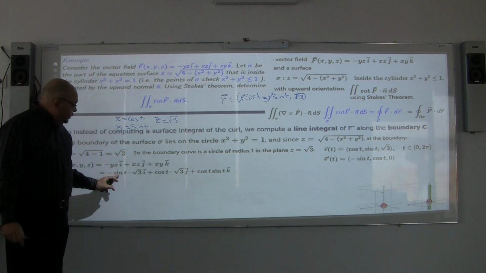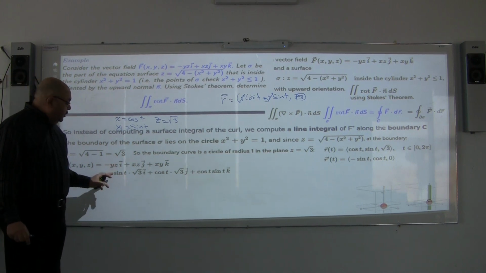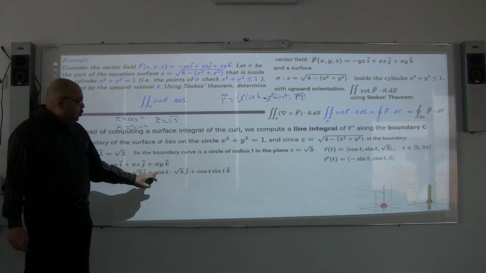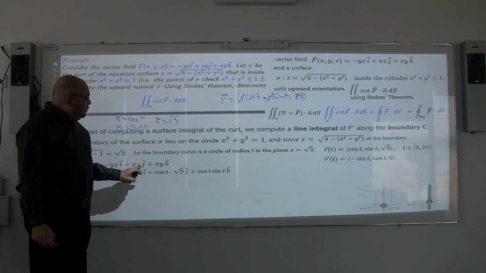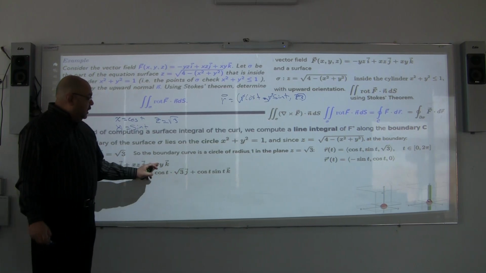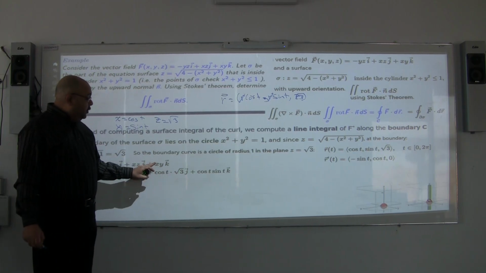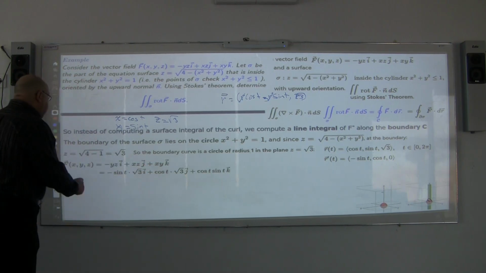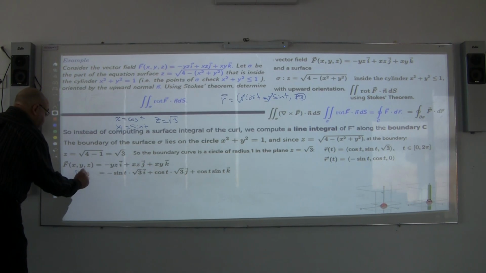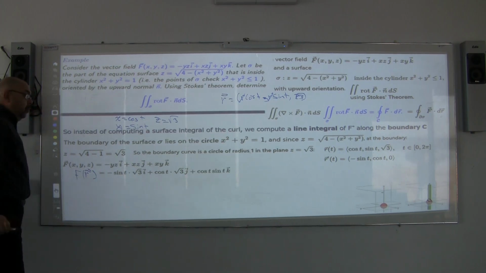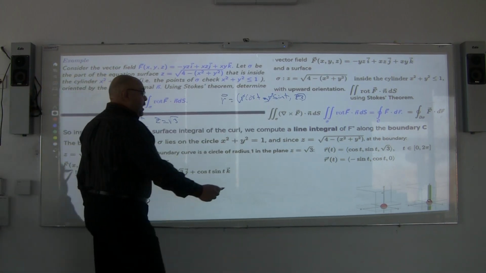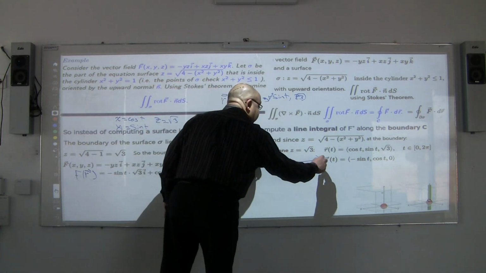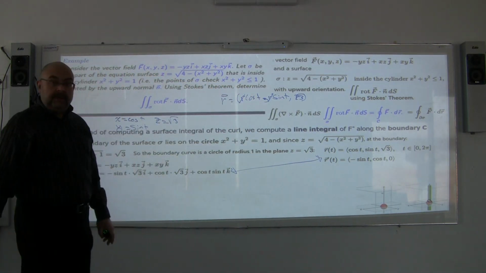This is negative sine t, and the z is root 3, as you can see in the direction of i. That's the value of x, which is cosine t, times z, which is root 3. For x and y, it's going to be cosine t, sine t. Now I have f of the r vector components. Now I will make the multiplication of r dot f together, component by component.